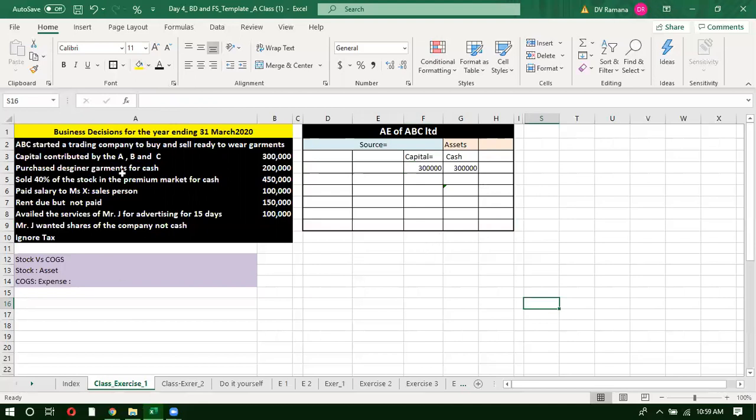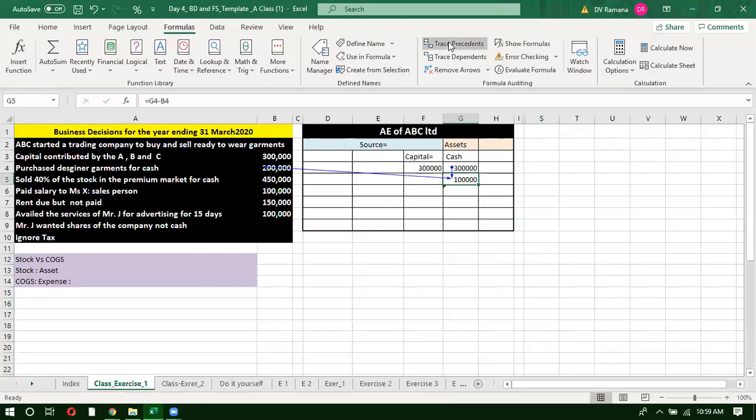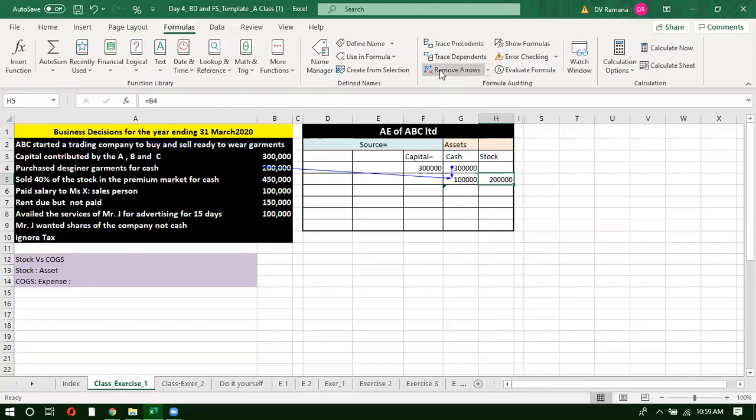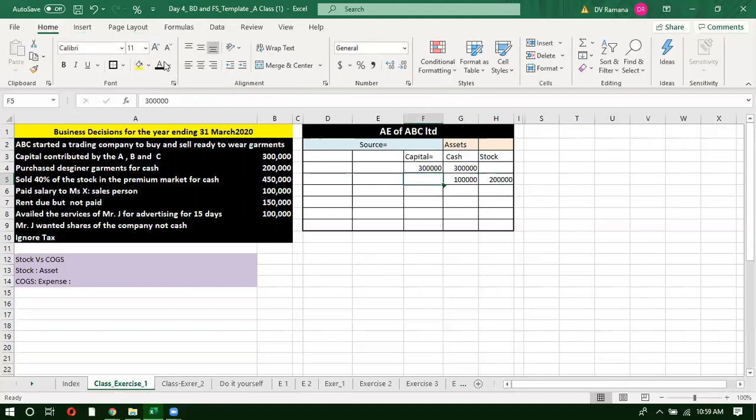Purchase designer garments for cash. So cash will reduce to the extent of 200,000, but a new asset, which is stock, will appear because the company has purchased the stock from the market by using the existing cash. No change in the capital, okay? The existing cash was used.